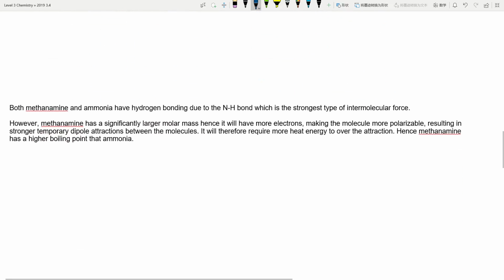Okay, so if we look at the answers, they both have hydrogen bonding, they both have an H bond, so they sort of cancel each other out. But the methylamine has a significantly larger molar mass, so it has more electrons, makes it more polarizable, resulting in stronger temporary dipole-dipole force of attraction, requires more heat energy.